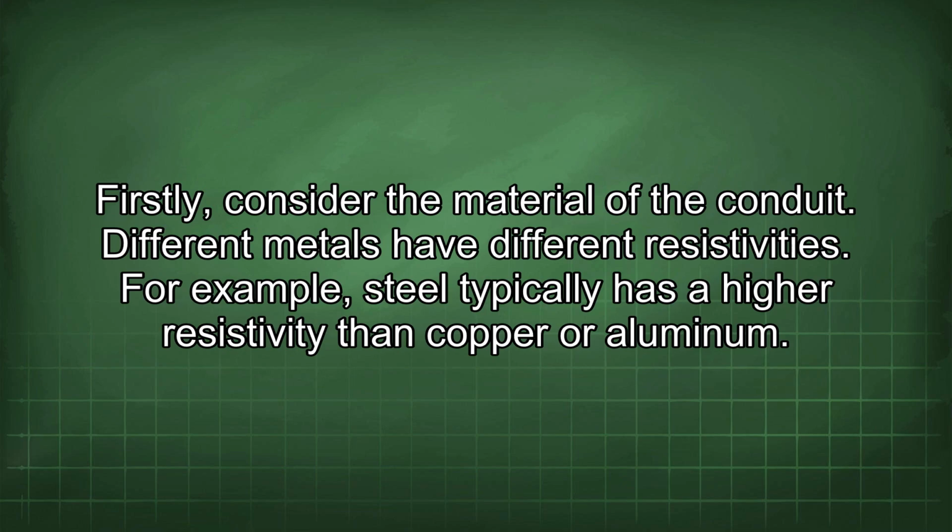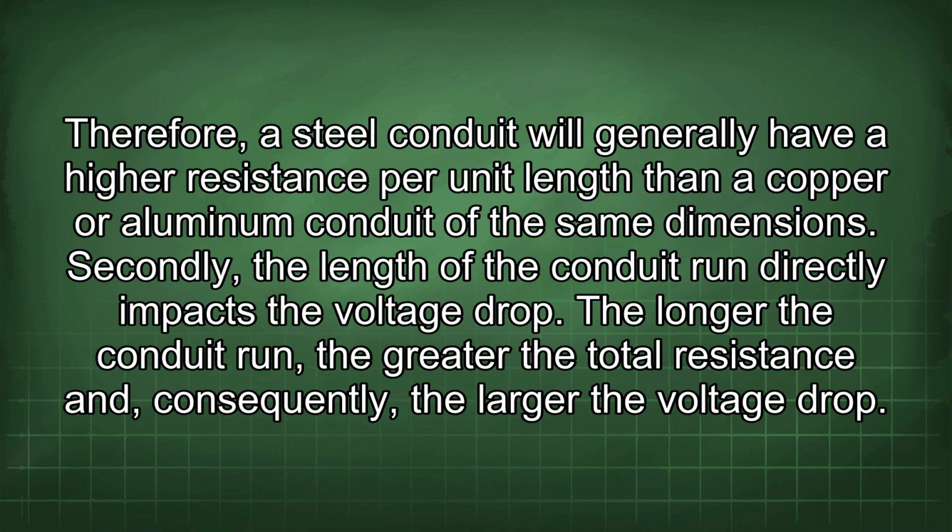Firstly, consider the material of the conduit. Different metals have different resistivities. For example, steel typically has a higher resistivity than copper or aluminum. Therefore, a steel conduit will generally have a higher resistance per unit length than a copper or aluminum conduit of the same dimensions.